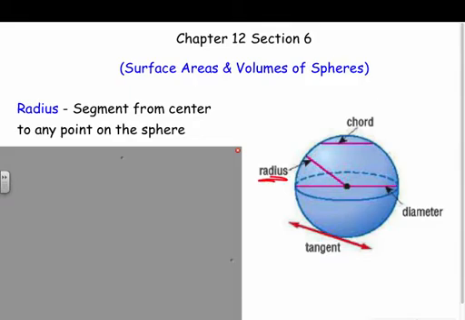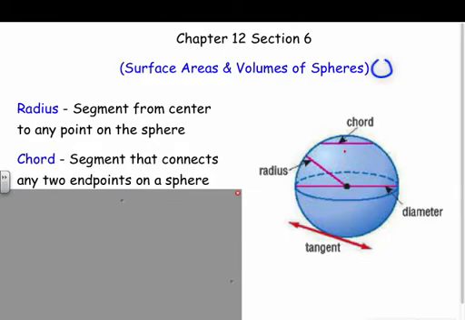You can really draw in a radius anywhere from the center of the circle to any point. So you go straight to the top, you kind of come out to the front. It's kind of hard to see in this type of picture that I have drawn, but the radius is from the center to any point on that sphere.